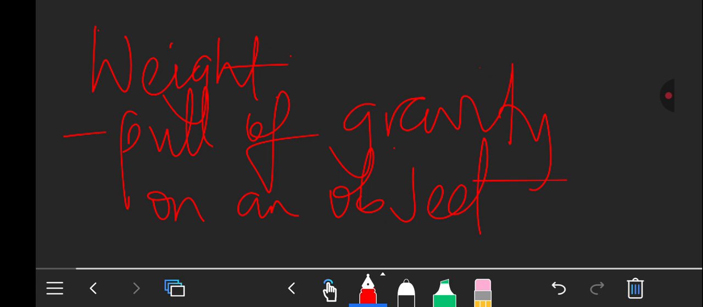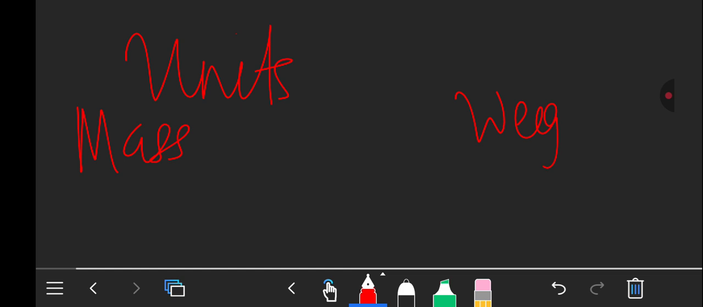Now let's understand something here. Let's understand the units. So we have mass here, then we'll have weight here. Most of us confuse the difference between weight and mass. You may be wondering why.